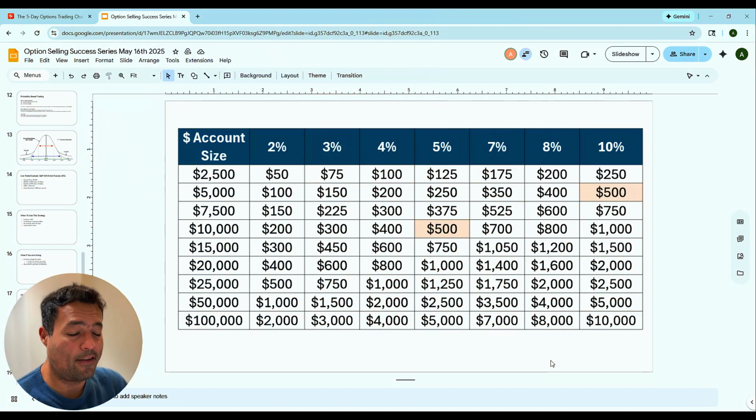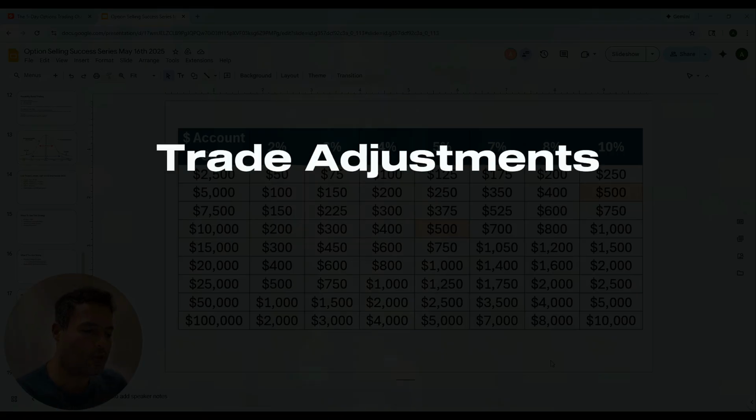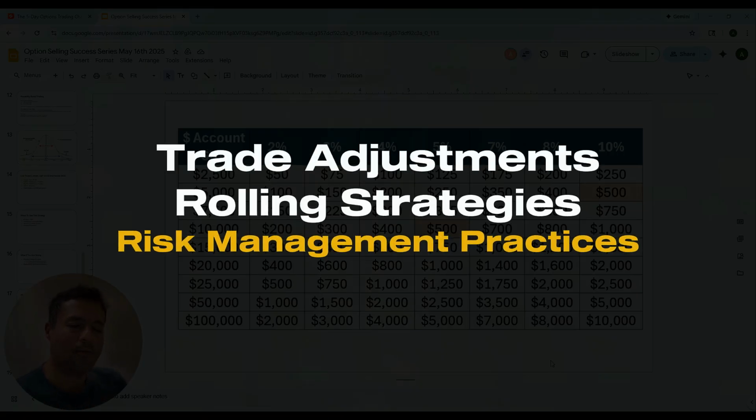If I was trading with a 10K account, my per trade allocation would be somewhere between $500 to $700. That's where I would go. For a smaller account than that, $5,000, you have to increase your allocation to up to 10% per trade, meaning you can only do probably 2 to 3 to 4 max trades in your portfolio, because you have to keep some dry powder, some extra cash available for adjustments, for rolling, for basically risk management of the trade.